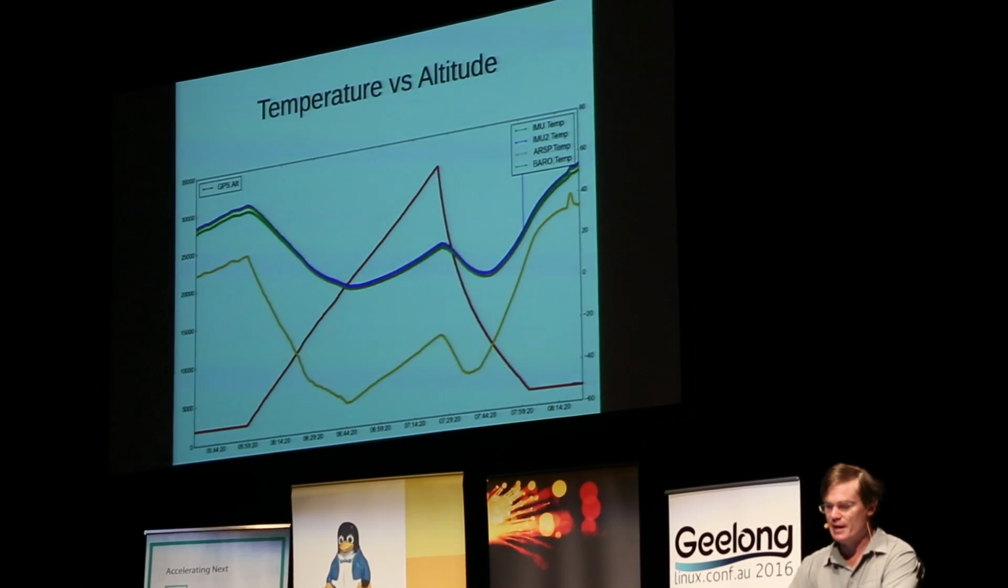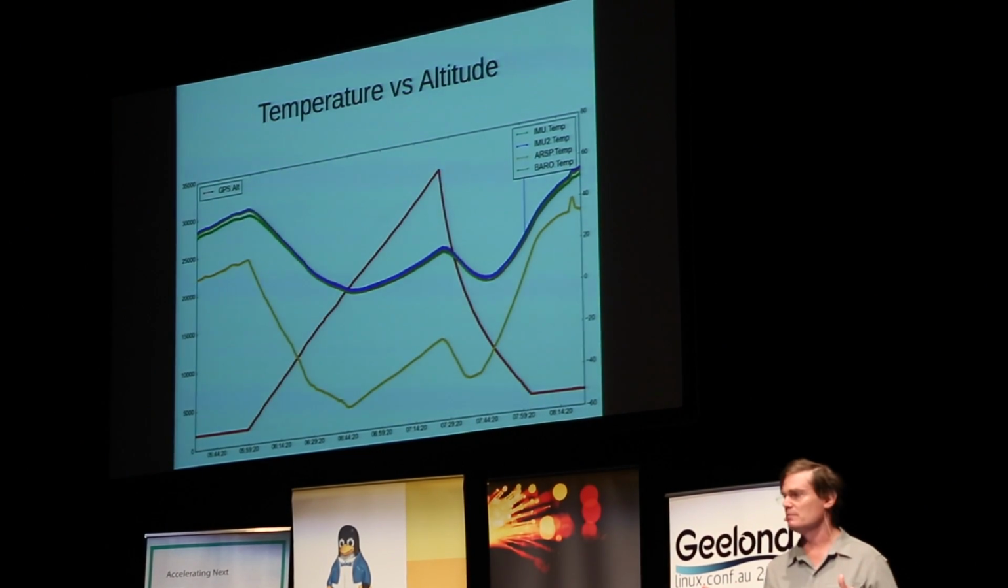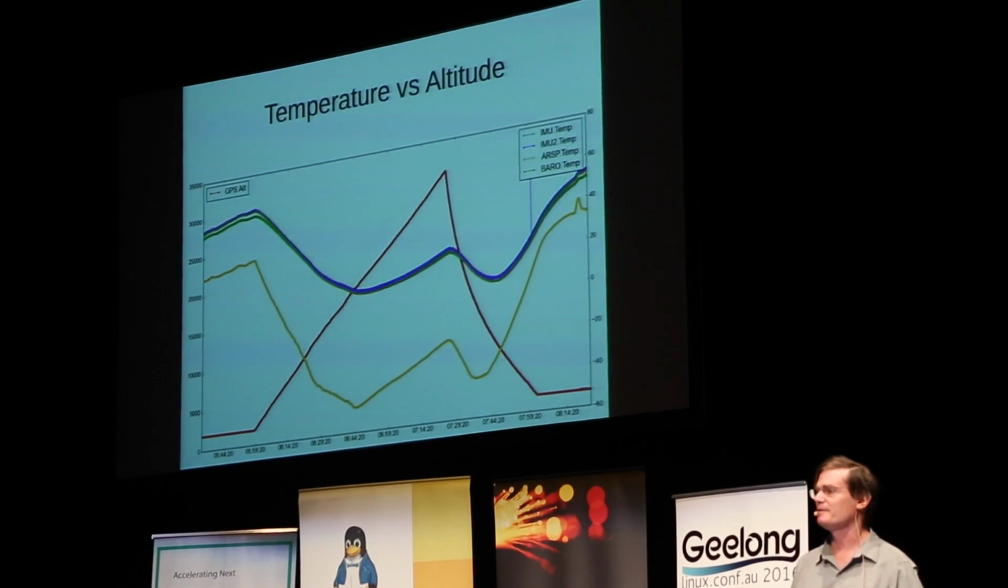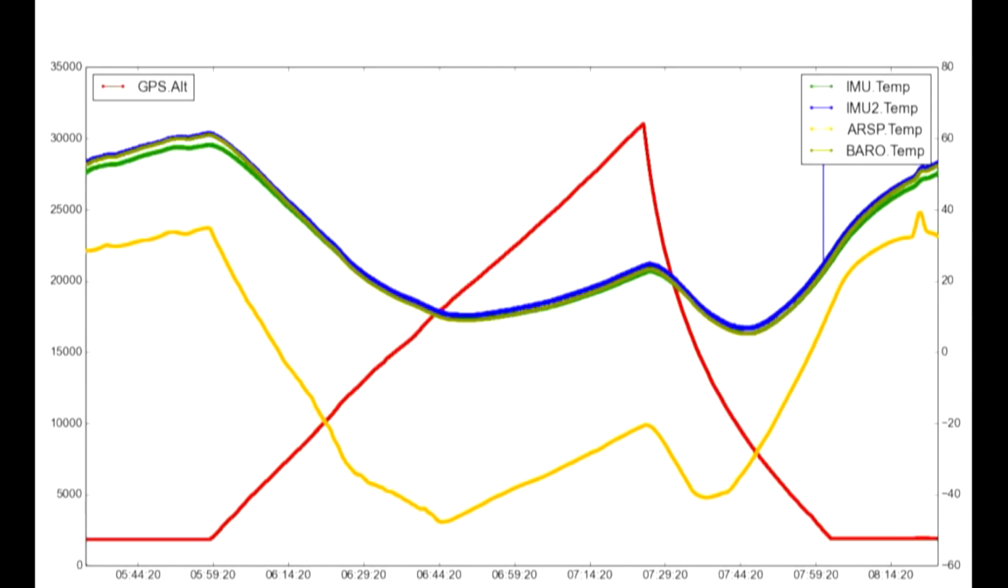So what you can see here is a bit of the data we got back from this flight, and I found the temperature data quite fascinating. Harks back to geography lessons in high school. So the red line there is our altitude above sea level. And you can see there we got up to about 31 kilometres above sea level, which is fairly high for an autopilot. But the yellow line is the external temperature.